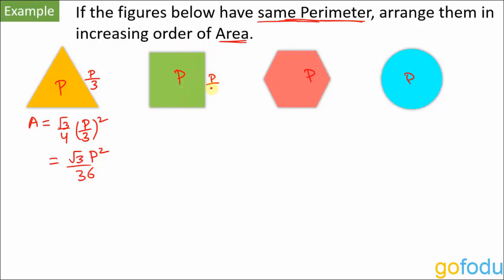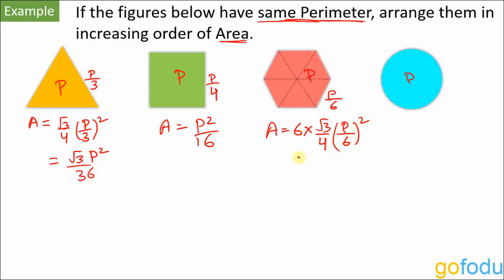Now here, sum of all sides is P. Each side will be P upon 4. Area will be side square, that is P square upon 16. For hexagon, each side will be P upon 6 and area will be, well, a hexagon can be divided into 6 equilateral triangles. So area is 6 times area of one equilateral triangle, that will be root 3 upon 4 side square. Side is P by 6 whole square. And this will come out to be root 3 P square upon 24.